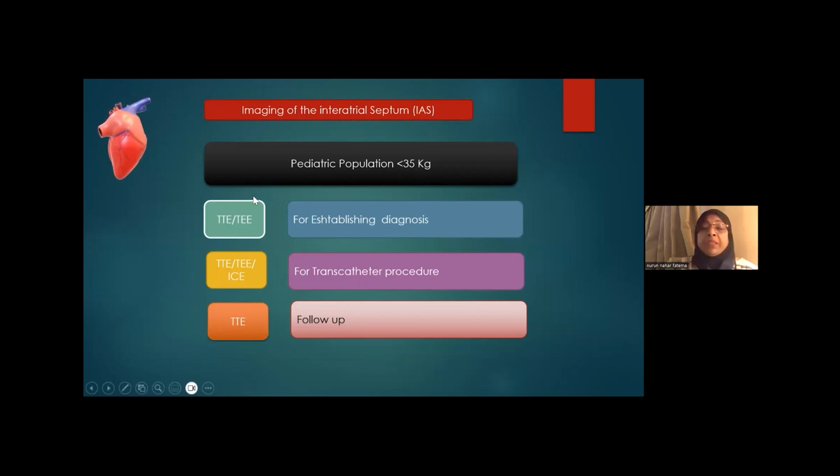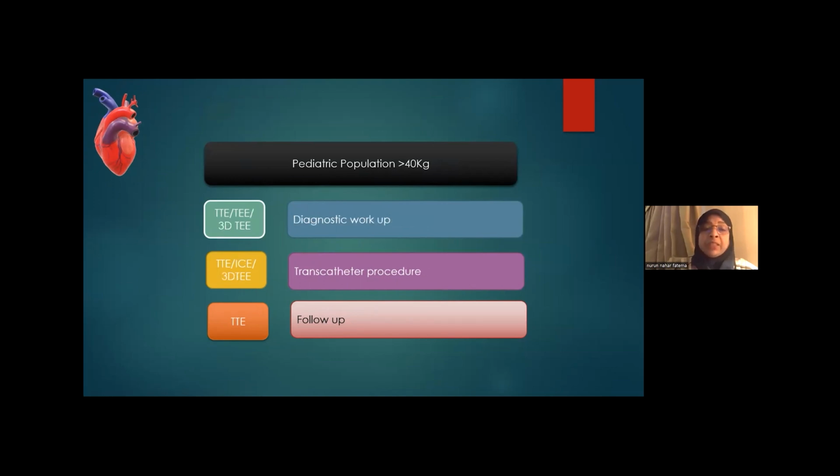If the patient's body weight is less than 35 kilogram, then transthoracic echocardiography is used for establishment of the diagnosis, but transthoracic, transesophageal, and intracardiac echocardiography can be used during the transcatheter closure procedure. But transthoracic echocardiography is used for the follow-up of these cases after device closure, even after surgical closure.